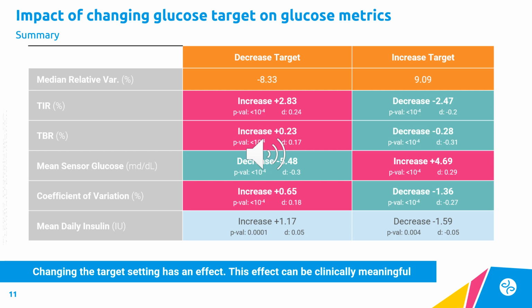You can see on this table that decreasing or increasing the glucose target has indeed a logical and expected impact on all glucose metrics, and this impact can be clinically meaningful and useful.